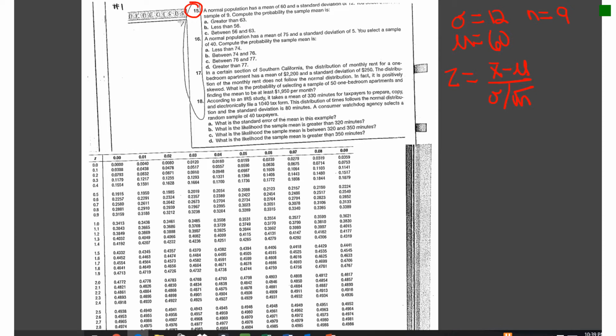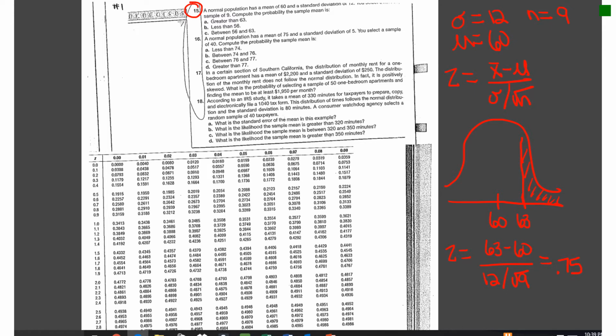So if we were doing letter A, I would draw my curve, and of course in the middle we always put the mean, so the mean is 60, and it looks like we want greater than 63. So I draw my 63, and notice I'm highlighting to the right of 63. We want to convert 63 into a z-score. So z is equal to 63 minus 60 divided by 12 over the square root of 9. When you do that, you're going to get a z-score that's right at 0.75.